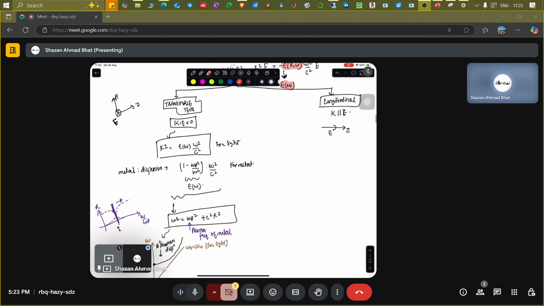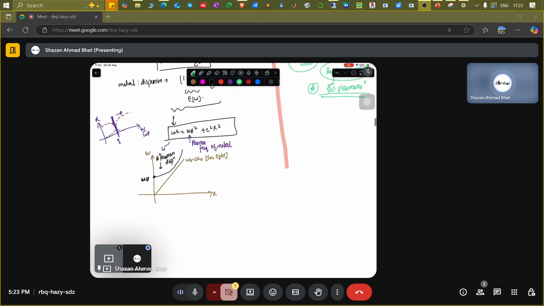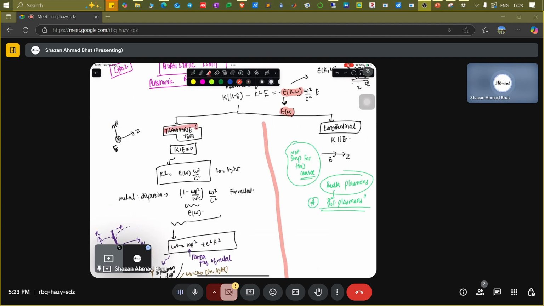Now another thing, which we will not be discussing in this course, so it is not important here, is the longitudinal part of it. Once you get the longitudinal part, you get something called bulk plasmons, sometimes also called volume plasmons. That is not important, and we are not going to cover it in this course. For the time being, let's ignore this part. We're going to mostly talk about the transverse electromagnetic modes, the transverse part of this.